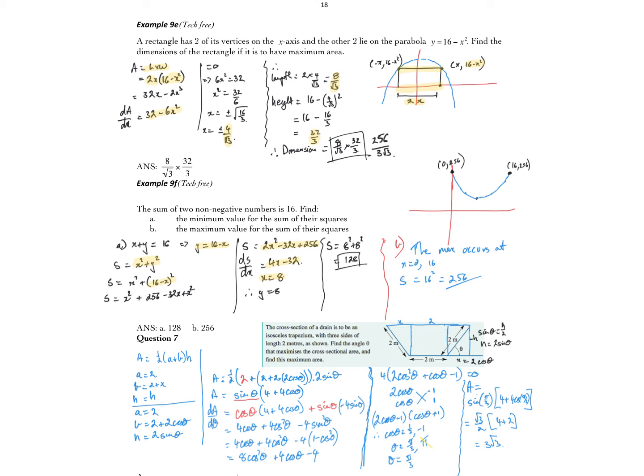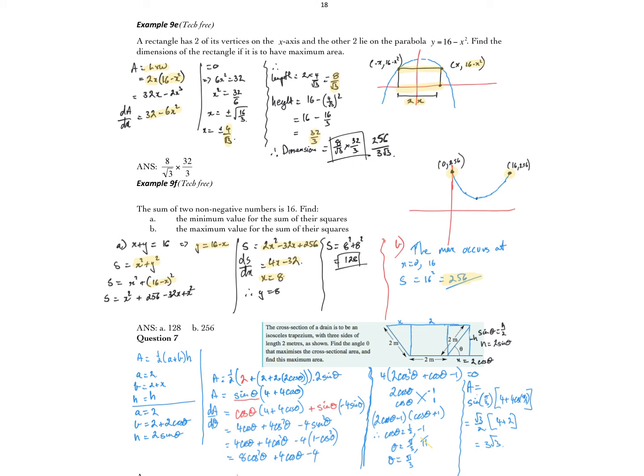All right. So if I have a look at the graph of 2x squared minus 32x plus 256, my maximums are going to occur at the endpoints. Clearly the domain of this function is, if the two numbers have to add to 16, one can be 0 and the other 16, or vice versa. So the endpoints are at 0, 256 and 16, 256, which means my maximum possible value is 16 squared, which is 256.